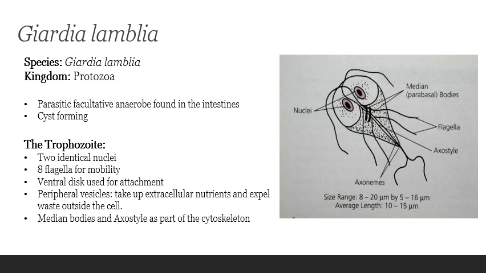These vesicles are actually pretty important for this protozoan because it doesn't have a mitochondria. So this helps the protozoan to get all its nutrition and get rid of its waste.